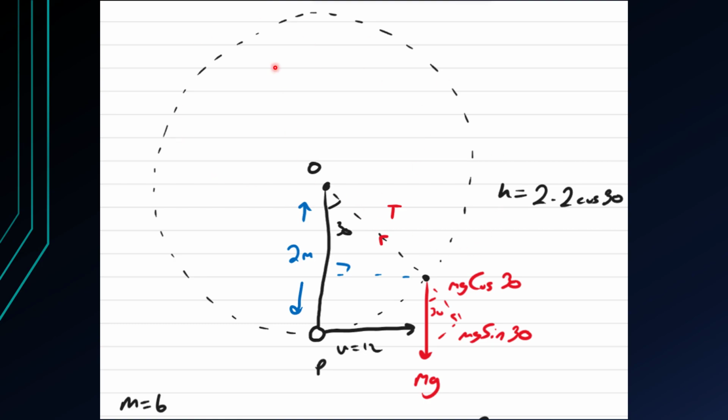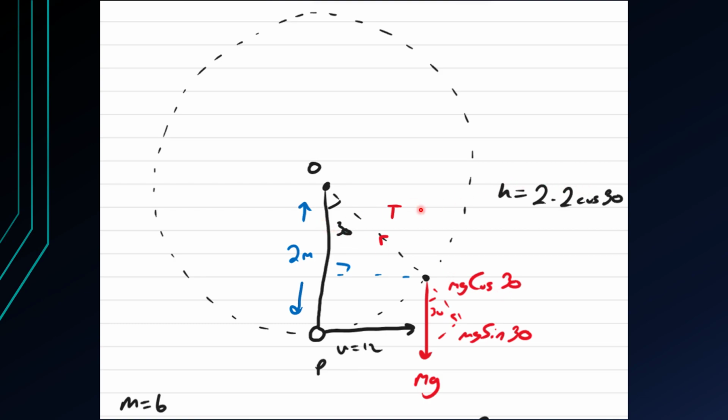So here's a little diagram of what's going on. We have our particle at P struck with initial velocity 12 meters per second. When it's at this point, 30 degrees from the horizontal, these two are similar triangles, so the angle will be in the same place. So we have the tension acting inwards, and we have the component of the weight acting out, which is cos 30. So the net centripetal force will be T minus mg cos 30.